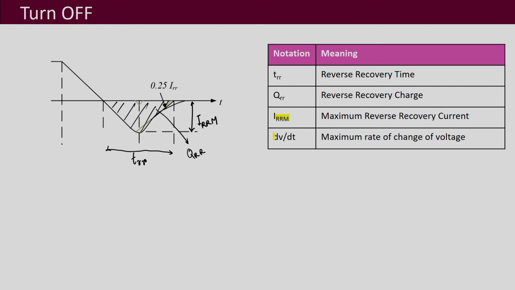Then there is a dV by dt limit, there is a maximum rate of change of voltage across the diode, which the diode will be able to take, or which is allowed. That also is sometimes provided in the data sheet. Some of the data sheets give this dV by dt limit. Now, turn on times and forward recovery time, these are usually not given.